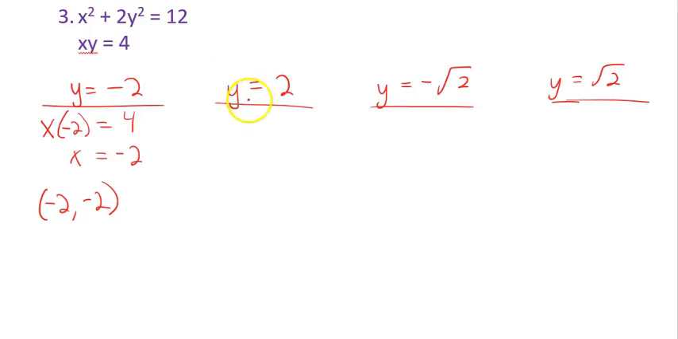Then I move to the next one. If my y value is 2, I have x times 2 equals 4. Divide, I get x equals 2. So my second point where they cross is 2, 2.